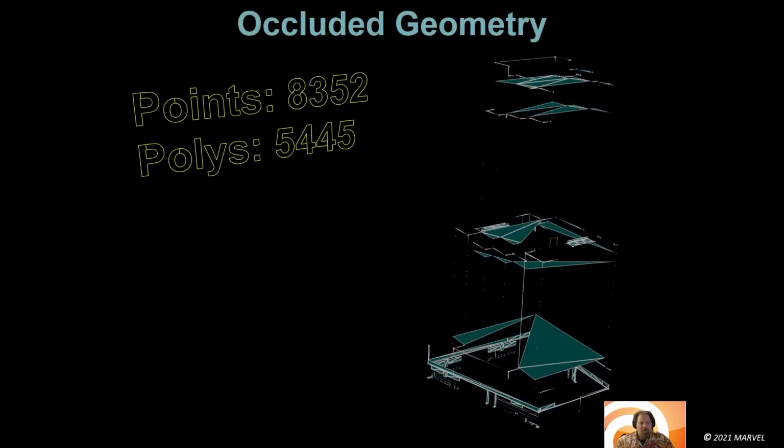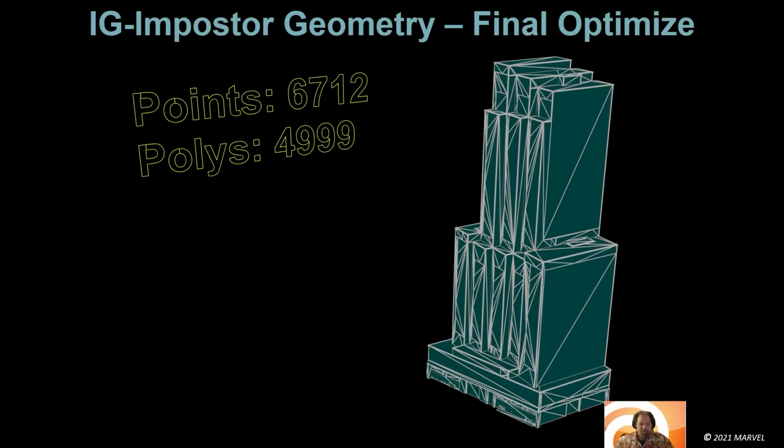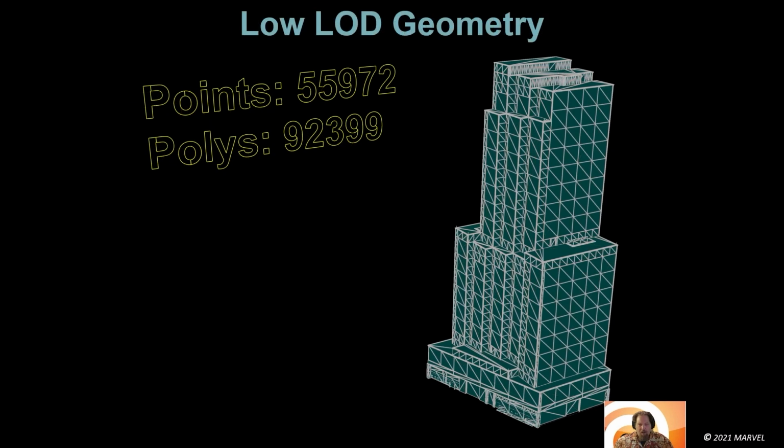I remove the occluded polygons, resulting in a final impostor mesh with about 5,000 triangles, having started with over 90,000 polygons.